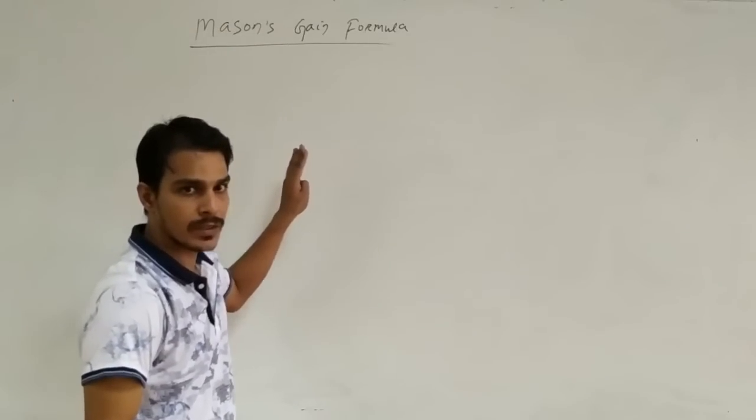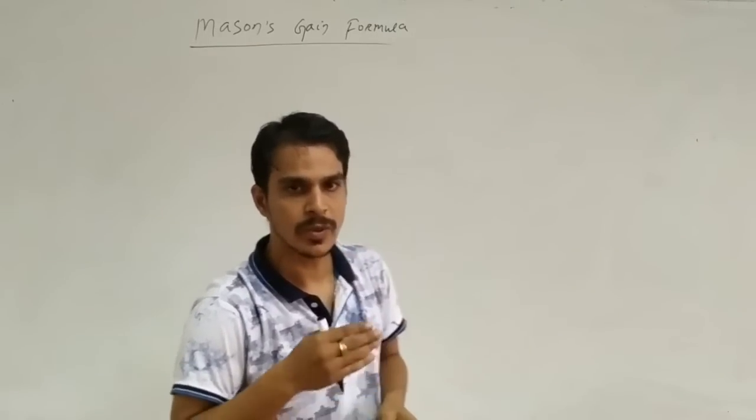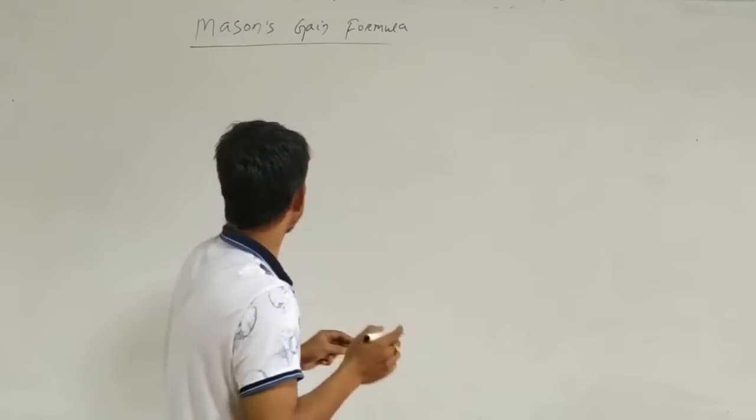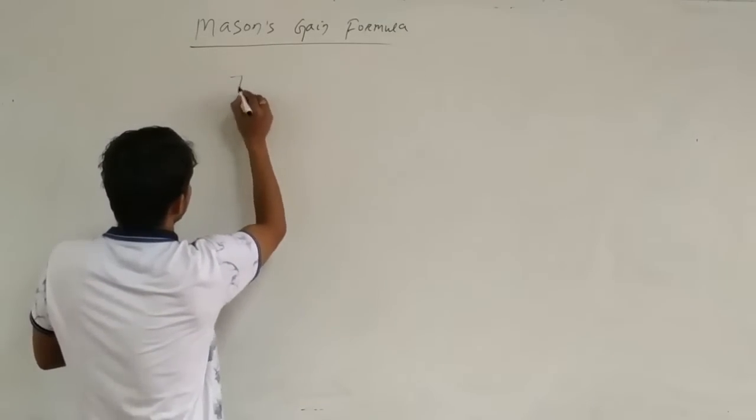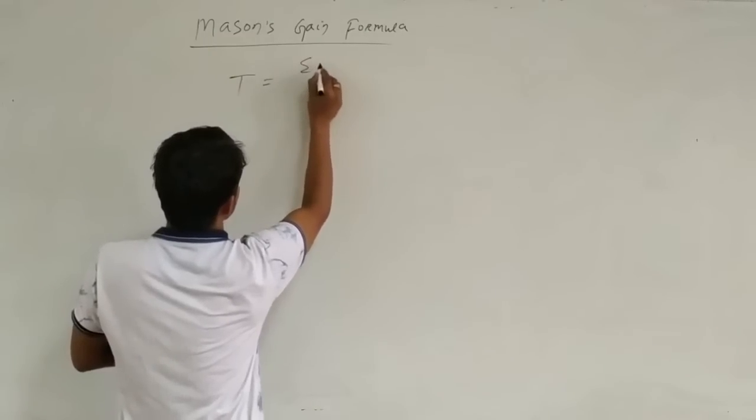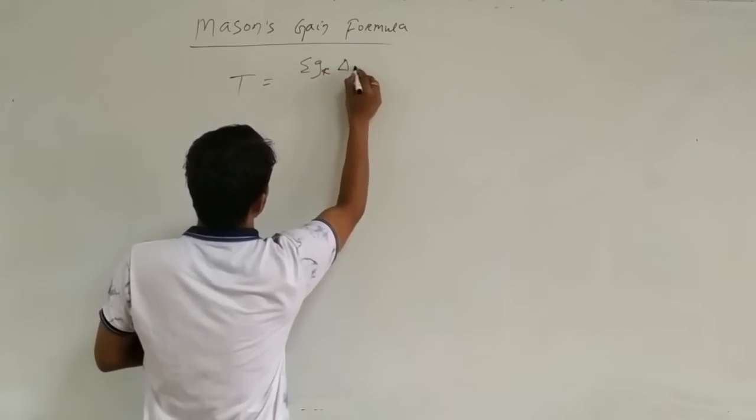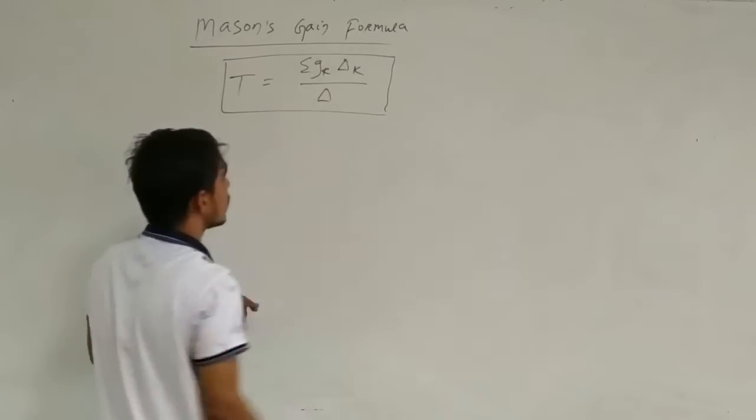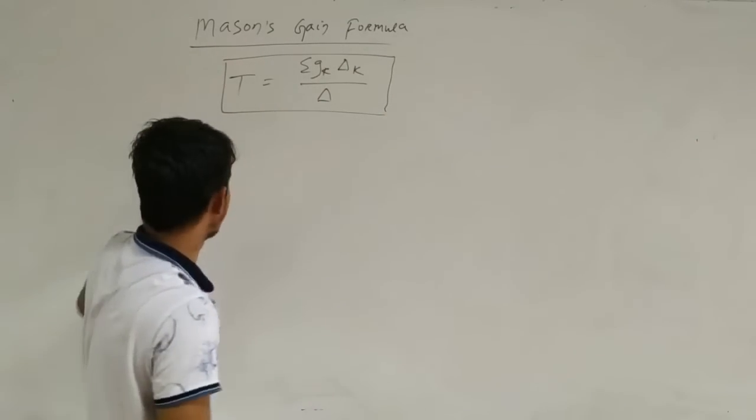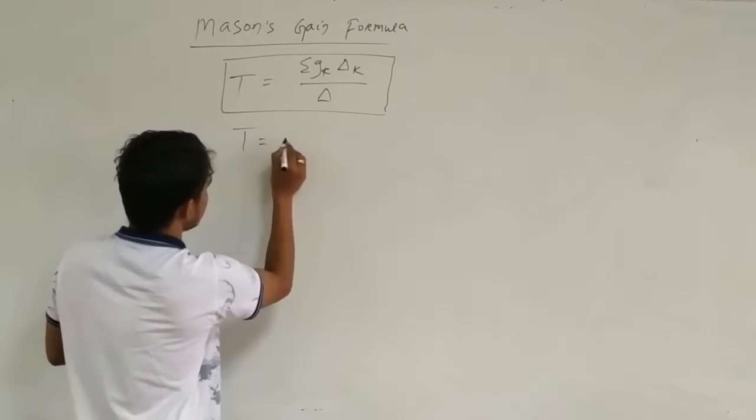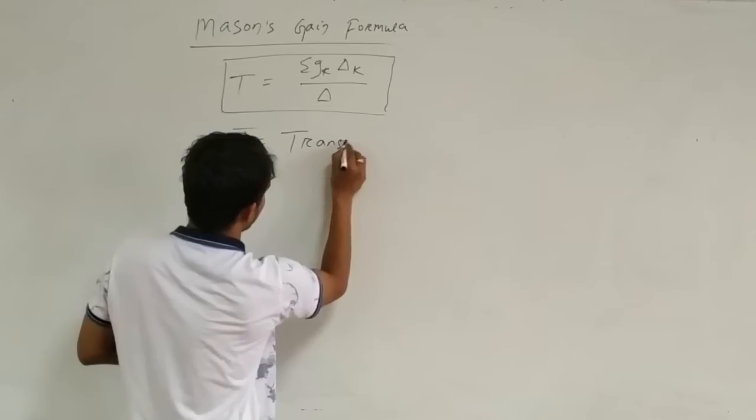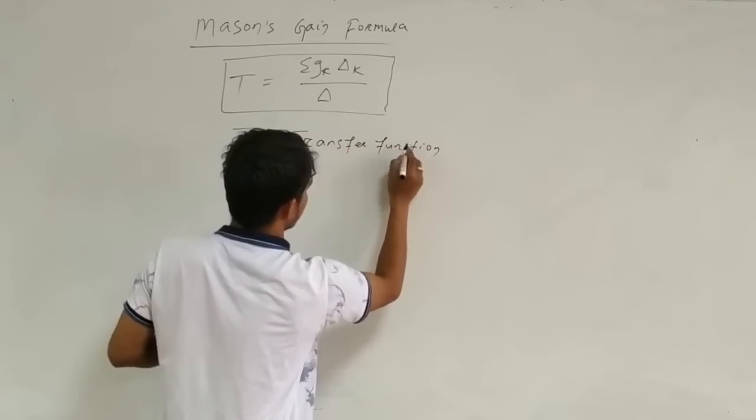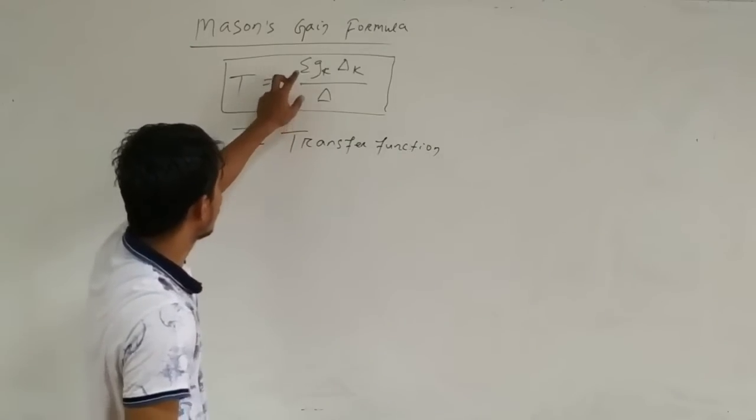So what is Mason's gain formula? Mason's gain formula is used for solving the transfer function of a system from a signal flow graph. Mason's gain formula is T equal to summation of Gk delta k divided by delta. Here T is called the transfer function.